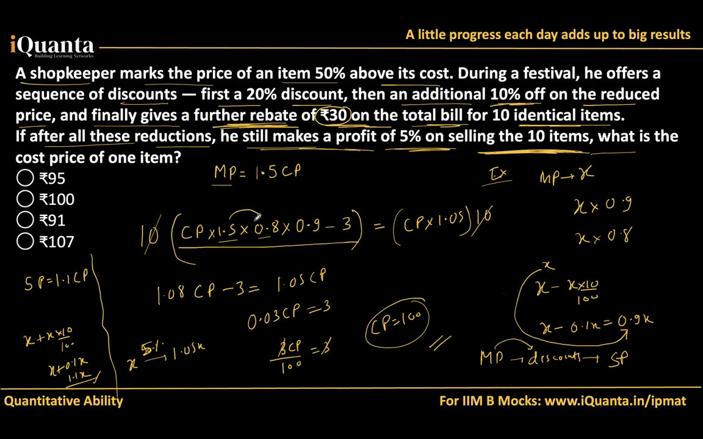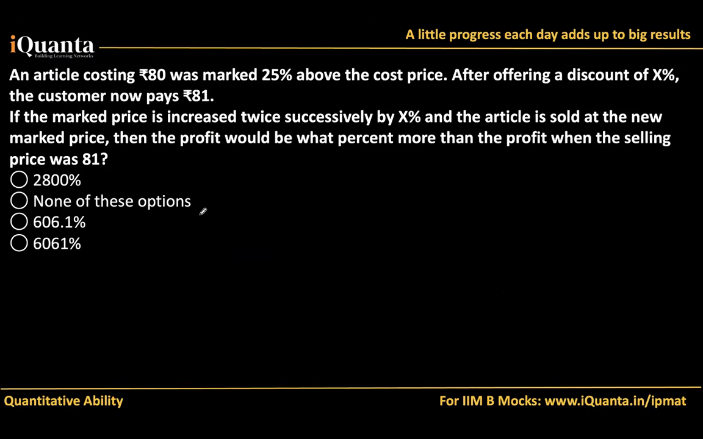If you know how to use this multiplying factor technique, you could have done this very easily. If you make equations, it could become complex, but whatever way you prefer. This is one solution. I hope it is clear. It is very important to understand how MP, CP, SP, discount, everything are related. Let's talk about this.